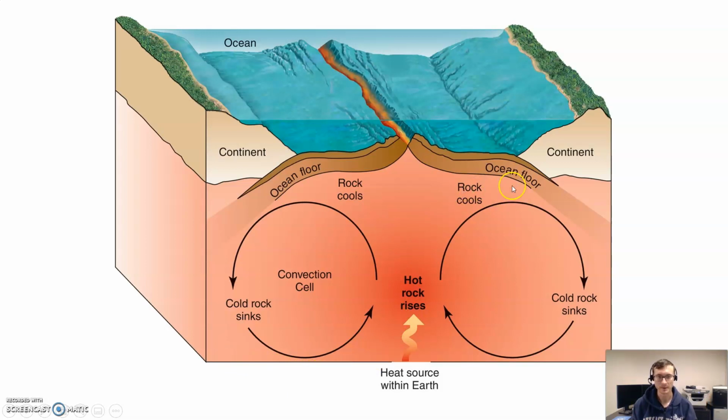You can think of these as being a little bit like conveyor belts or something at the grocery store, going around and around and around. And as it does, it pulls all of this above it, the continent and the ocean floor, with it away. Ultimately, the heat source for all of this is within the Earth, near the core.